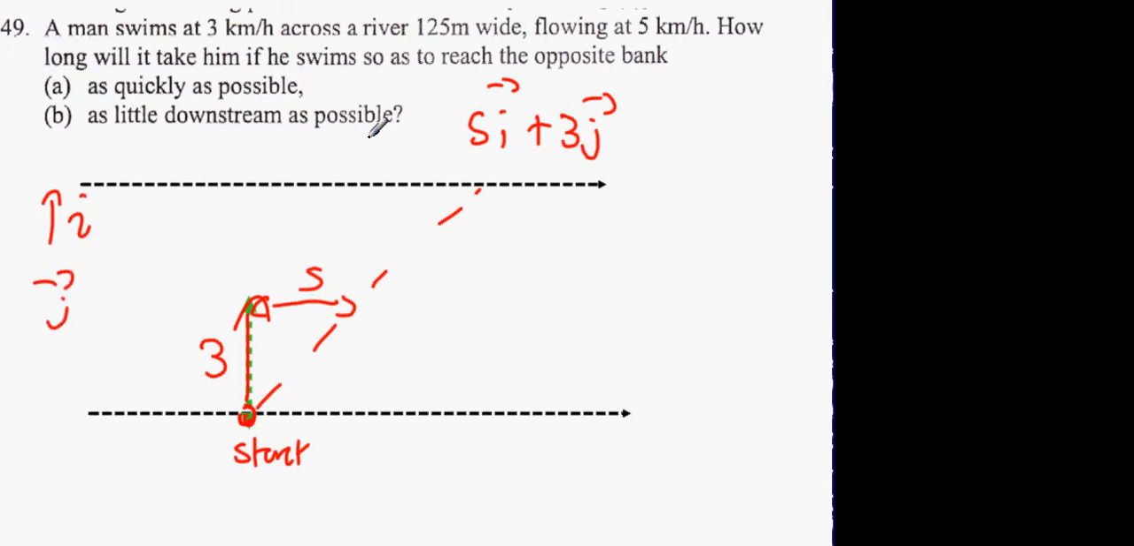Now, he wants to travel 125, so this is how much he travels per second. I'm going to use Pythagoras' theorem and find out how much distance he covers. Actually, I don't even need to do that. All I need to know is that he's going 125 upwards, and he's going to cover 3 every second. So what's 125 divided by 3?